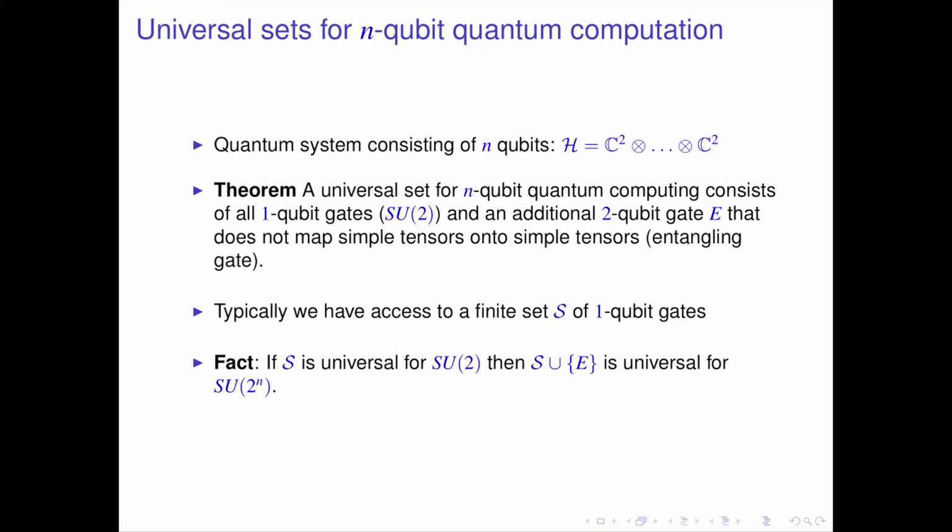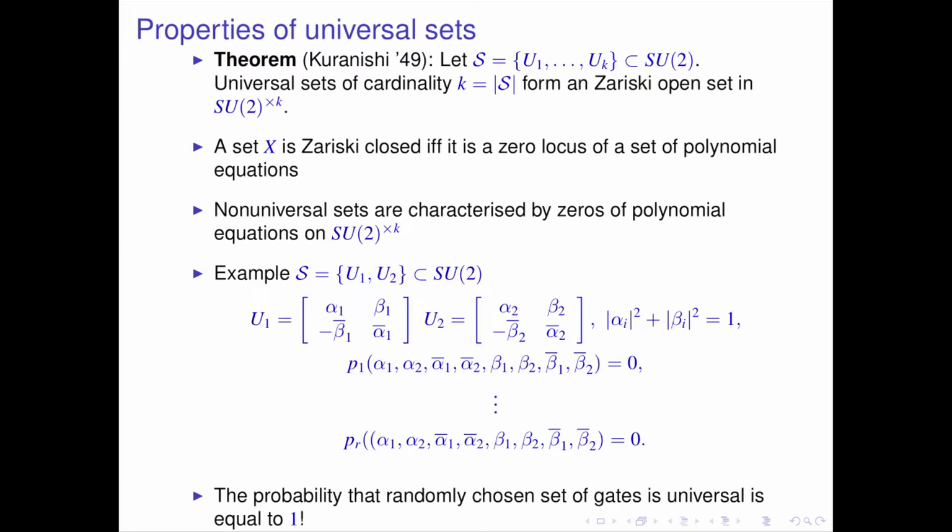So now the obvious question one can ask is how likely it is that if I randomly choose some gates, they are universal. And paradoxically, this goes back to another theorem in mathematics, from 49. It's a theorem by Kuranishi. It says that if I have a set of gates, it doesn't have to be in SU2, in any SU group, a finite set, then the universal sets of a given cardinality, so if I fix the number of gates and I'm choosing them randomly, form a Zariski open set in SU2 to the power k.